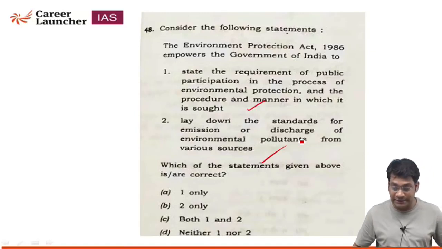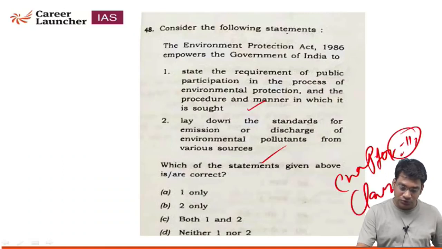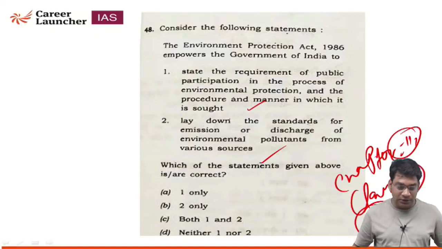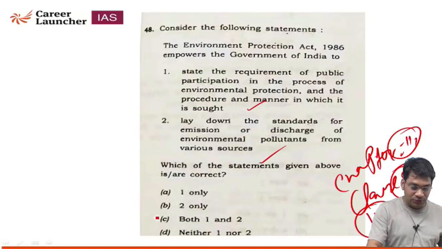So when you see the Environment Protection Act 1986, chapter number 3, clause 2, number 4, it clearly indicates that it provides standard emission norms for the discharge of environmental pollutants from various sources. So both statements 1 and 2 are correct.